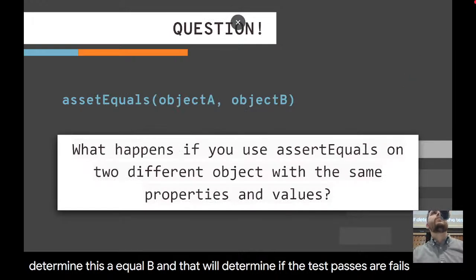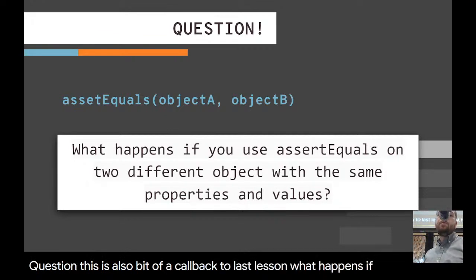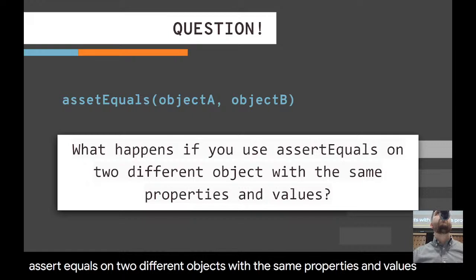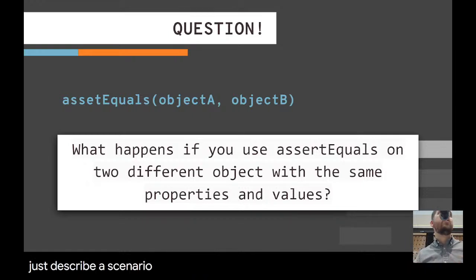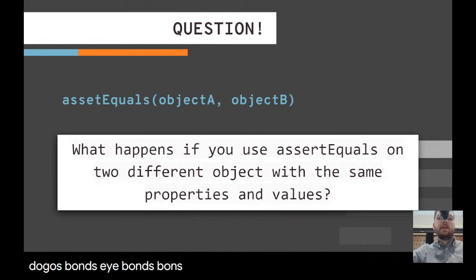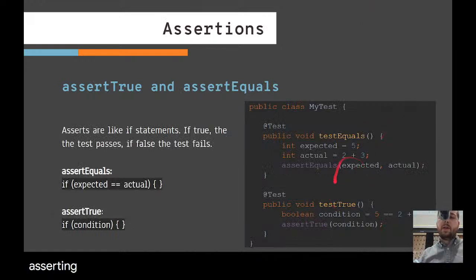Right, so here's a good question. This is also a bit of a callback to last lesson. What happens if you use an assert equals on two different objects with the same properties and values? Just describe a scenario. We create two instances of the doggo class. We call both doggos bonsai. So if we run a test where we're asserting equals, does bonsai 1 equal bonsai 2?